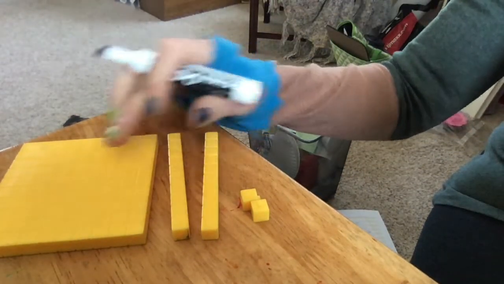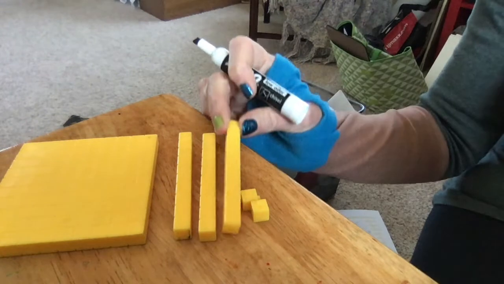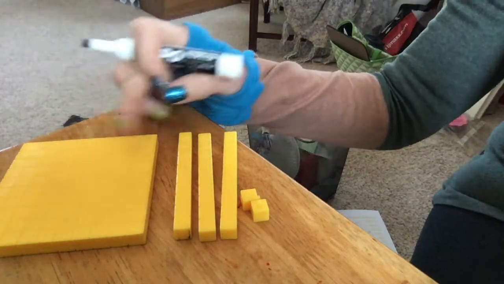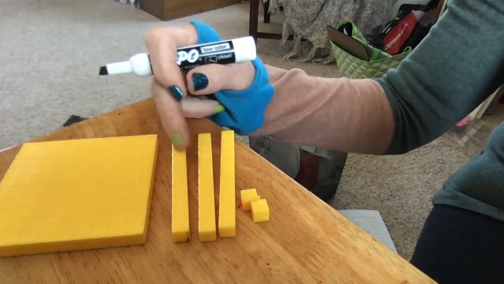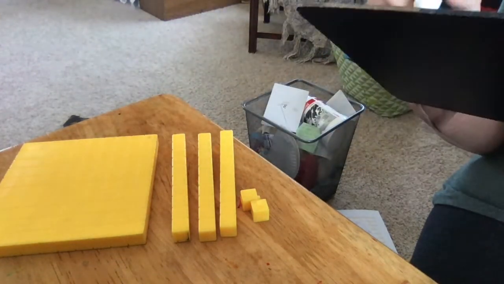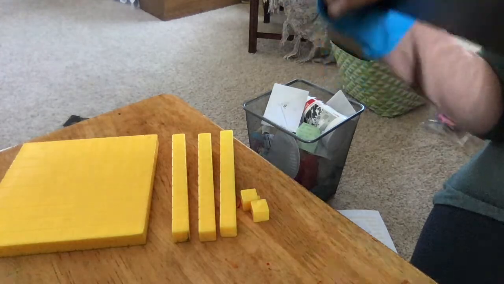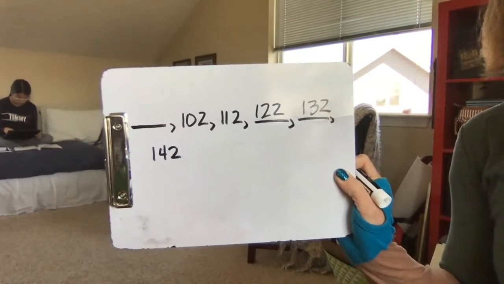So there's 122. I add another long, 100, and I've got 1, 2, 3, 10, so 132. So 132. Oh, and now I'm starting to see a pattern.